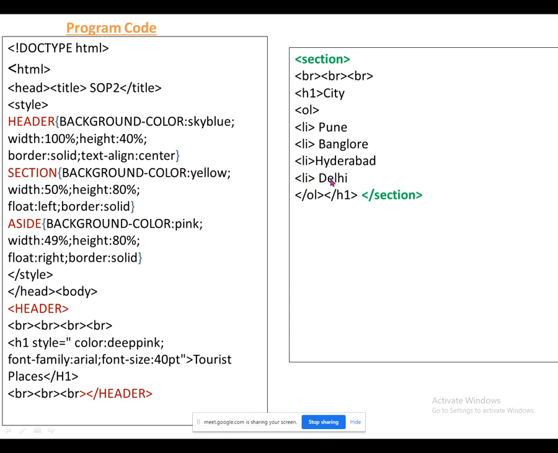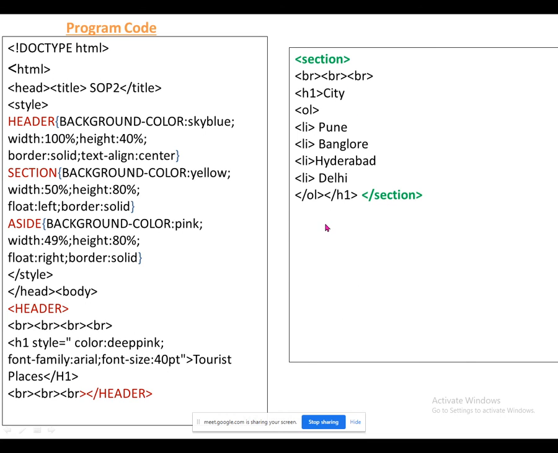So 1, 2, 3, 4, four line items you are giving with four LI. LI stands for line item. Starting with OL, add all the line items, close OL, close H1 and close the section. So this will manage your left part.